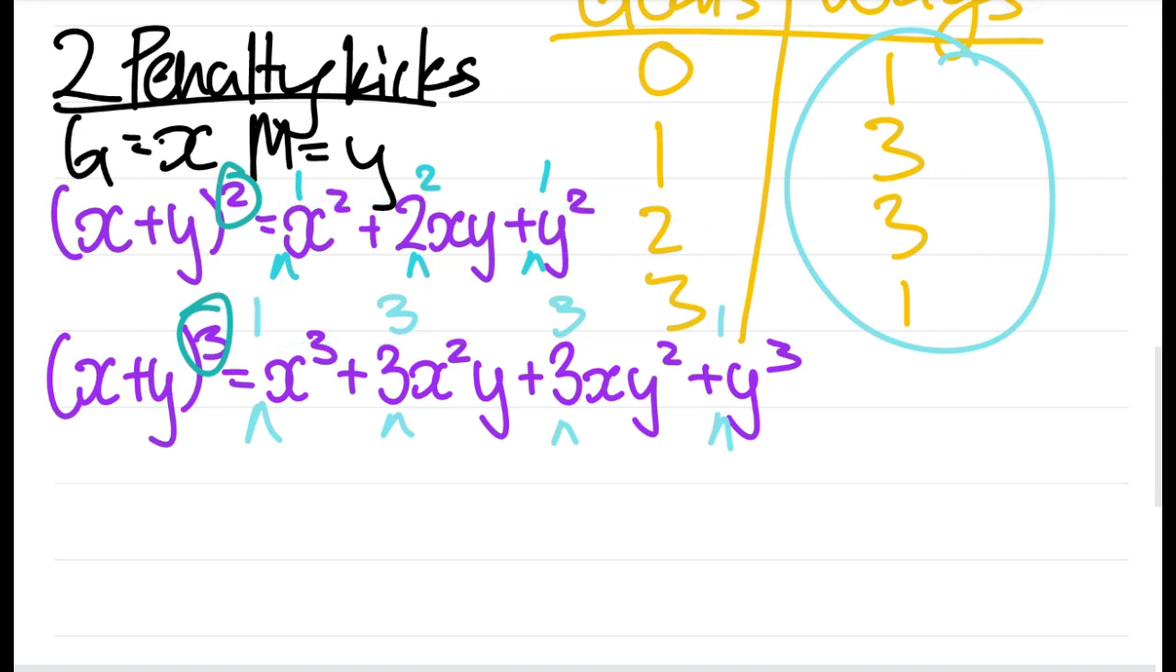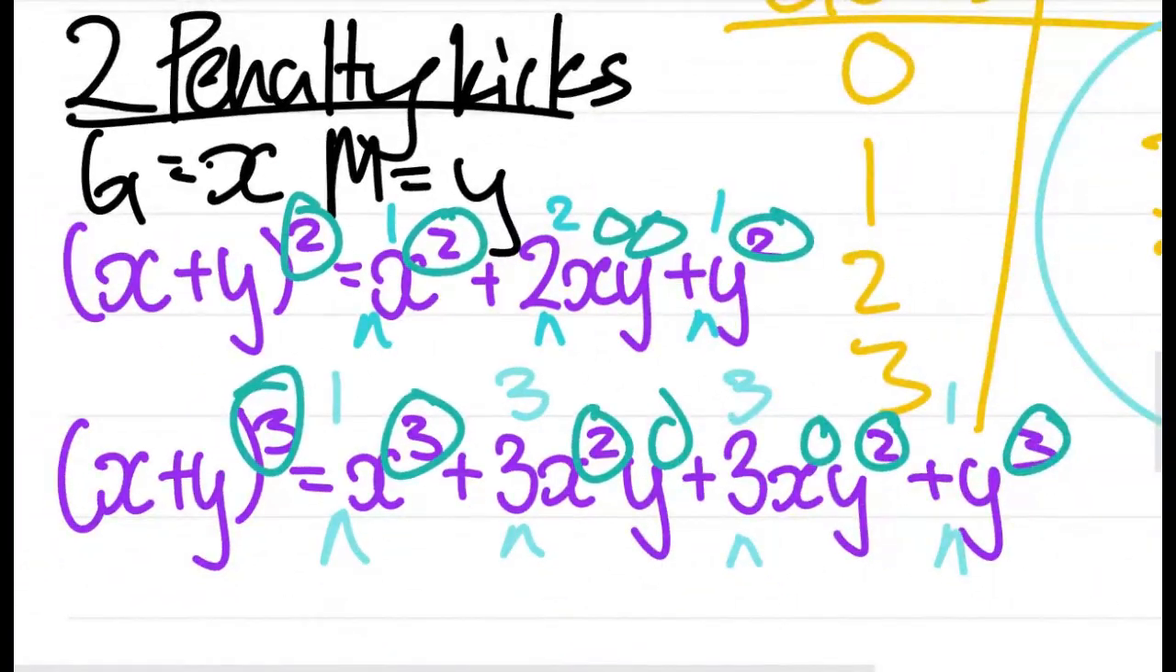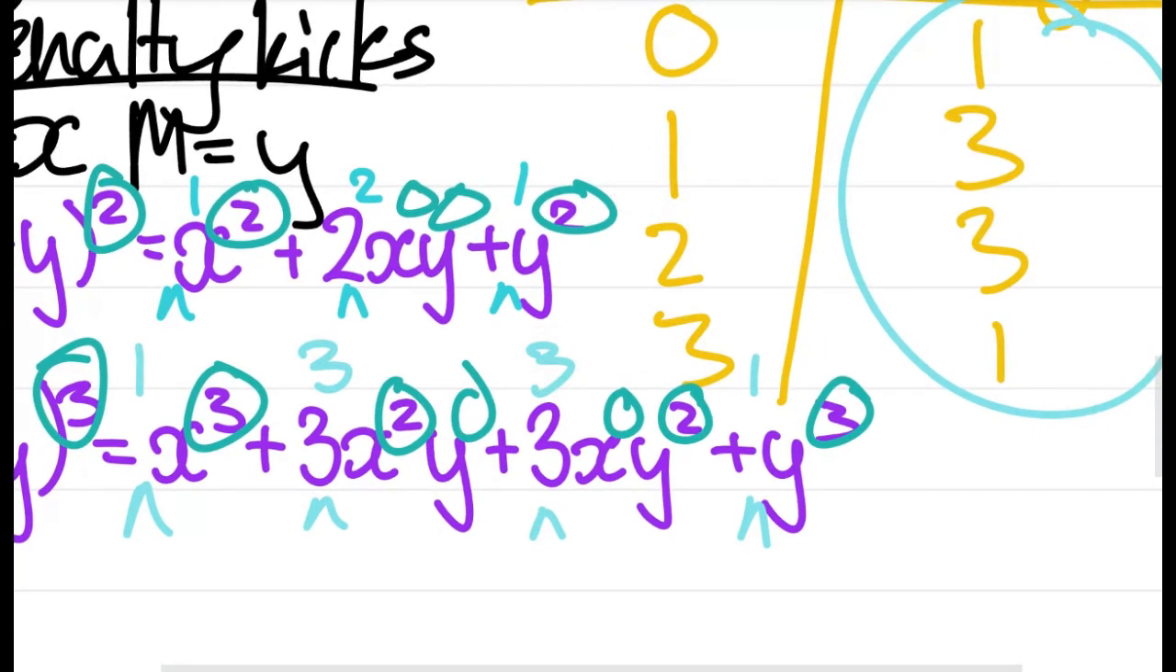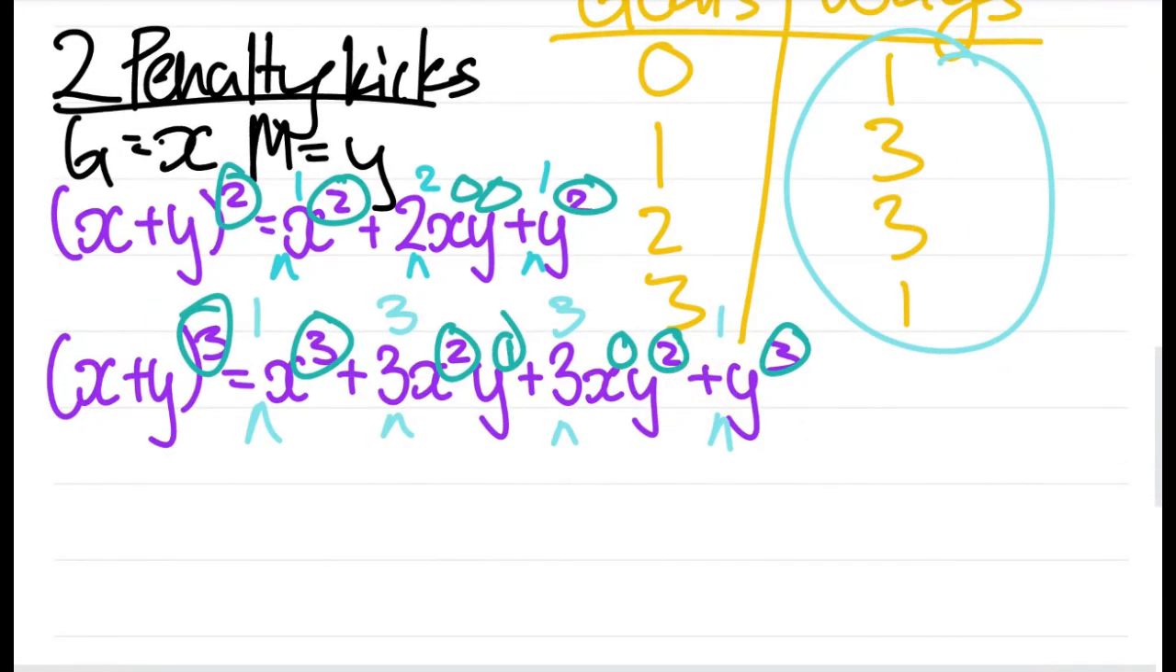And I know some of you may be wondering, why do we have this and this? Well, this represents the goals and the misses. So x squared means 2 goals, xy equals 1 goal, 1 miss, y squared equals 2 misses, x cubed equals 3 goals, x squared y equals 2 goals and 1 miss, x y squared equals 1 goal and 2 misses. Then y cubed is all 3 misses.